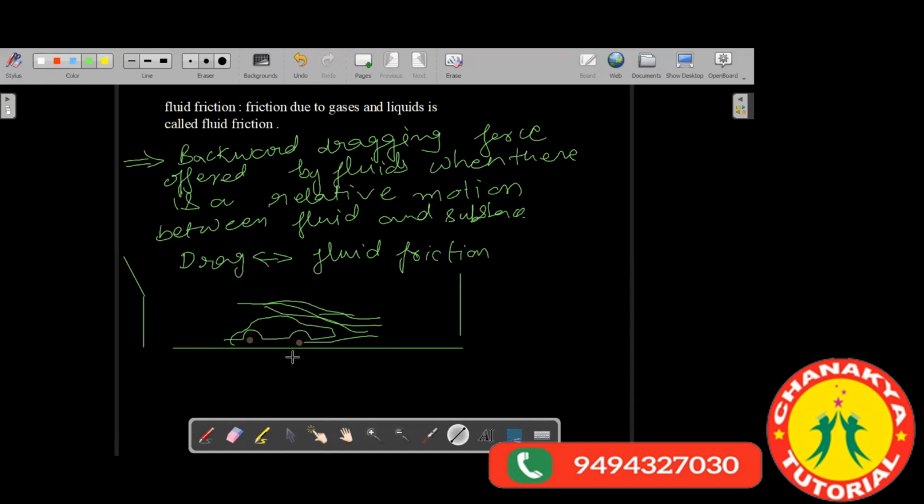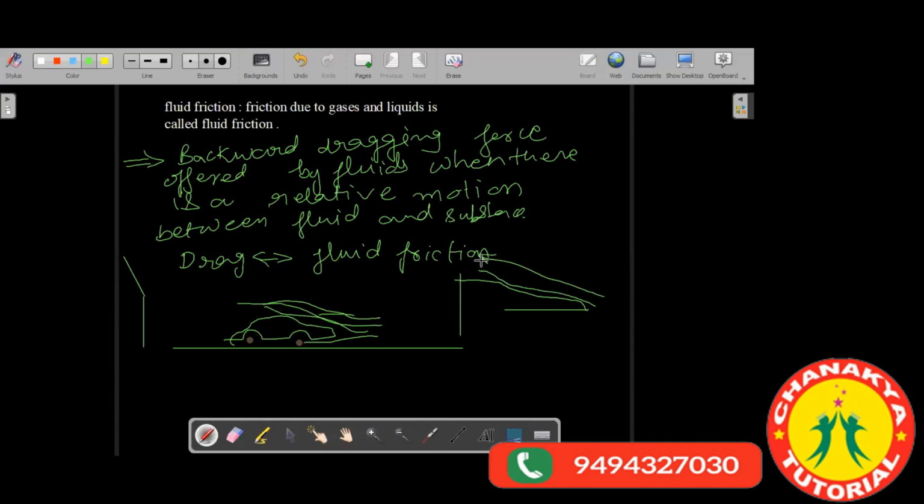Also, if you observe the design of the maglev train, all of you must have seen the design for a maglev train. For the maglev train also, we have the design something like this. Over there also the design is aerodynamic. We call this design an aerodynamic design, so that it is able to cut through the air easily. Air should not offer too much resistance.